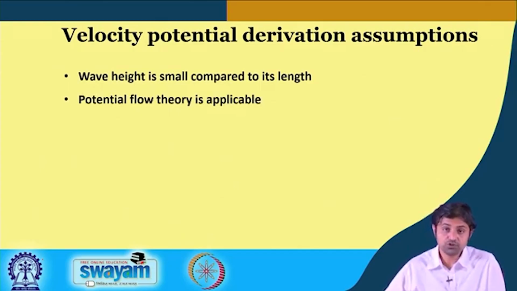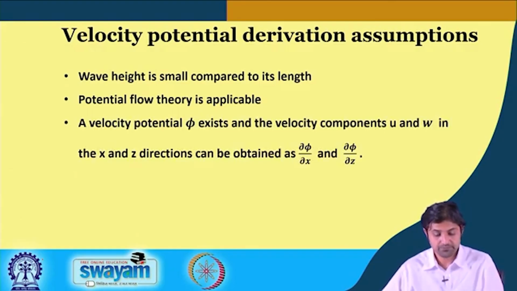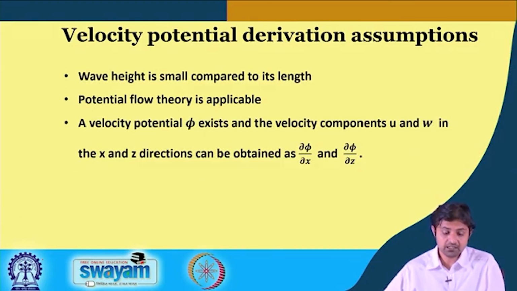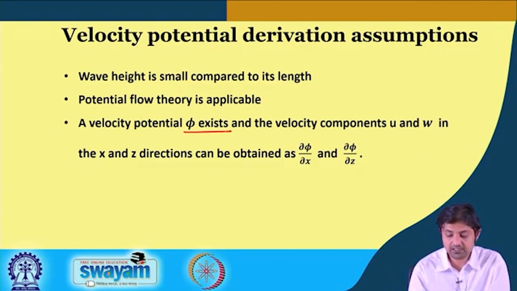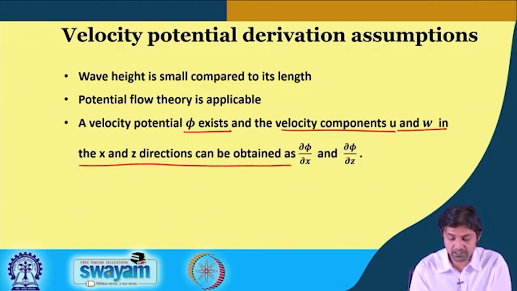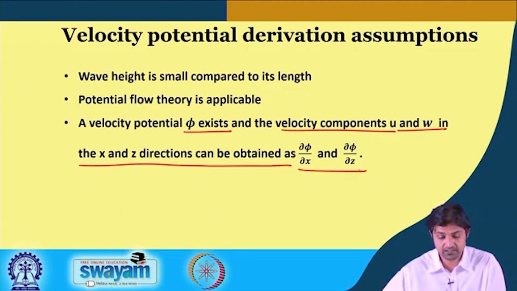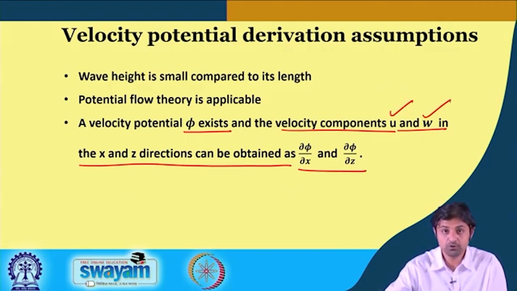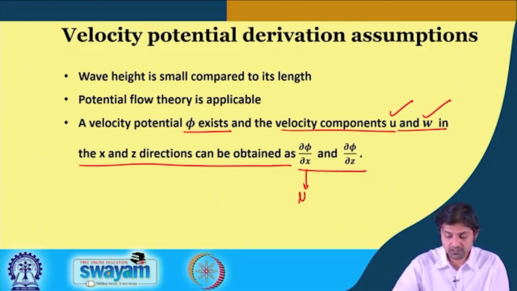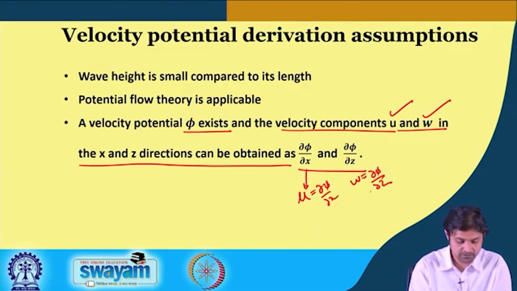The potential flow theory is applicable because we have assumed the ideal fluid. Therefore, under the ideal conditions like this, a velocity potential phi exists, and the velocity components u and w in the x and z directions can be obtained as del phi del x and del phi del z. So, we have assumed that the flow is occurring in two directions, x and z, therefore there will be only two velocity components u and w, and if we know phi, we can obtain u as del phi del x and w as del phi del z, all right.